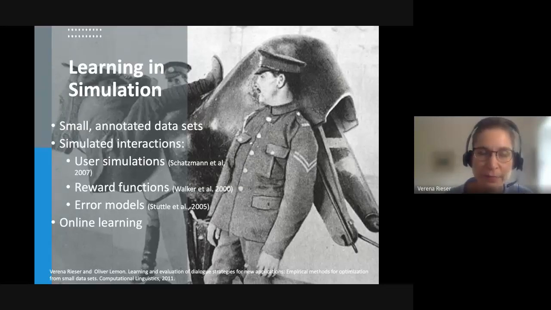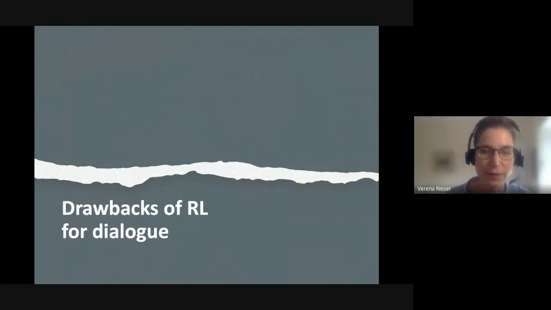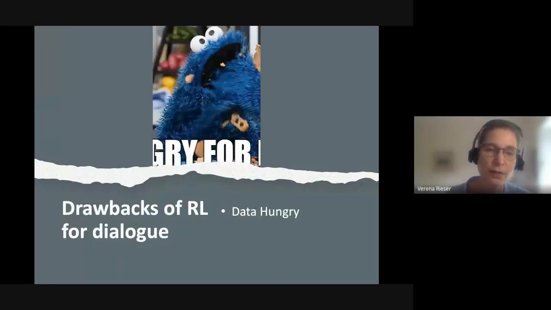So this all sounds theoretically very attractive. However, there are a couple of drawbacks of reinforcement learning for dialogue systems. So first of all, it's very data hungry. As I mentioned, we introduced the simulated users. In my mind, simulated users don't really solve the problem. They just shift the problem. So now instead of building systems, we build simulated users, which come with the same problems, such as how do you evaluate the simulated user? And the learned policy is only as good as your simulated user is.